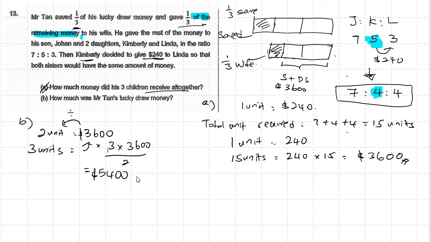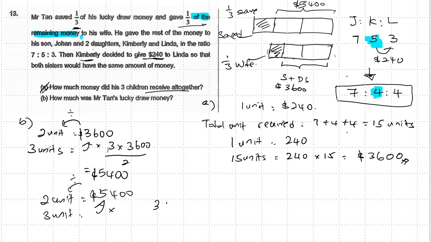It's really very distracting. Okay, and then I know that over here is actually $5,400. If this whole 2 units equals $5,400, and then 3 units will be, because total is how much, right? Times, here will be divide. So it's 3 times 5,400 divided by 2, which will actually give me an answer of $8,100. This is how we work backwards.